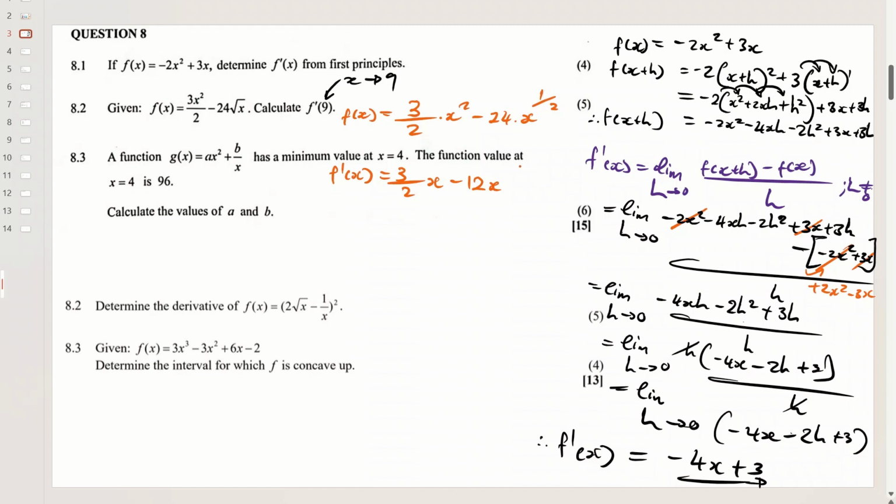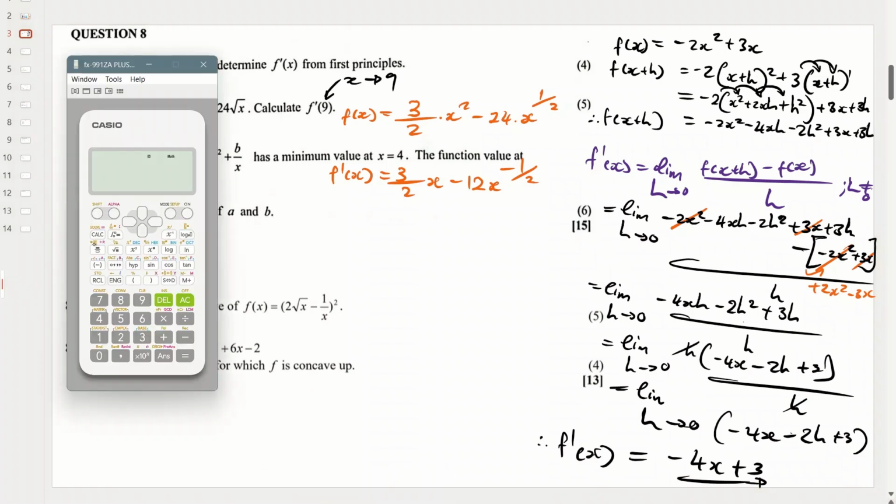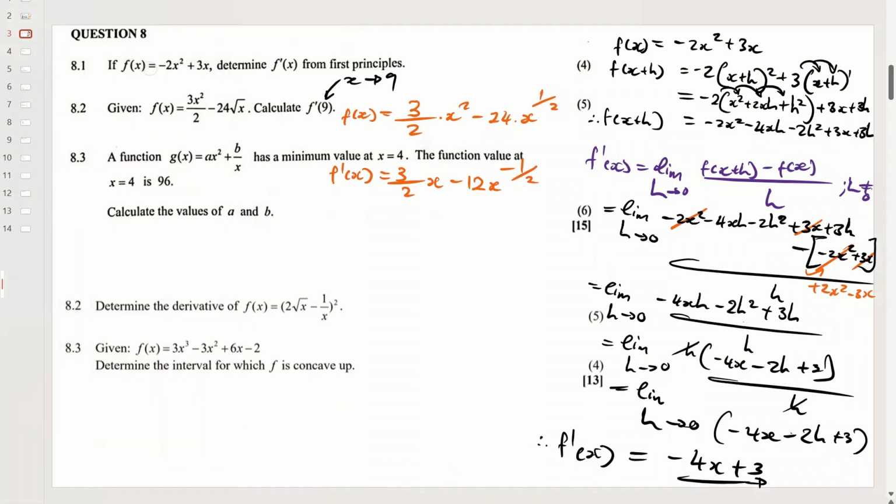And then a half minus 1, I think that's negative half. Let me confirm. I don't want to make mistakes here or create errors. So minus 1, yes. So now the first derivative is 3 all over 2x minus 12 all over the radical of x. That's how you deal with the thing there.